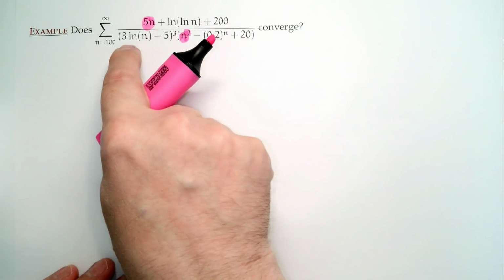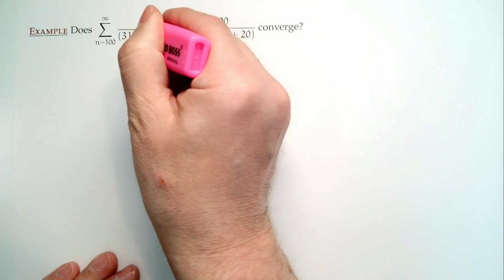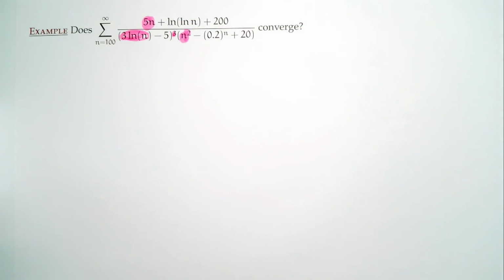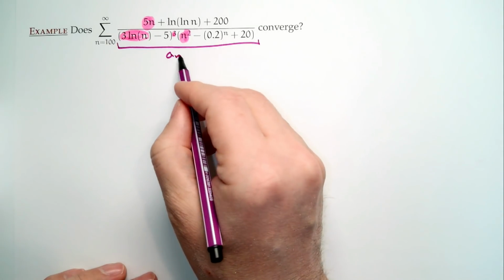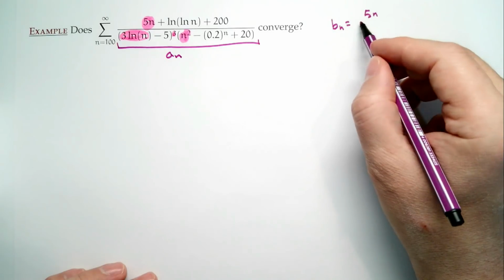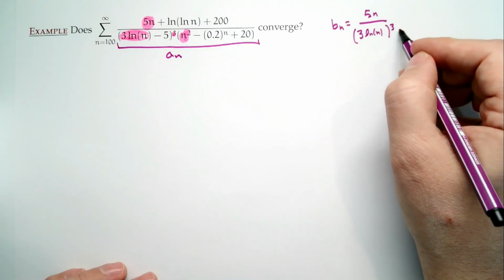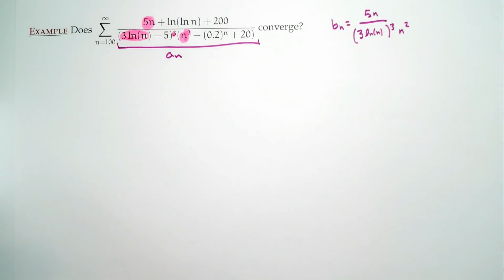Now, how about inside of this set of parentheses? Well, 3 log n versus 5, obviously it's the 3 log n. That's getting big. And of course, don't forget the fact that it's being cubed. Okay? So, what does that say? Well, it says, if you think of this expression right here as your a sub n, then you'll let b sub n equal 5n divided by (3 log of n) cubed times n squared.